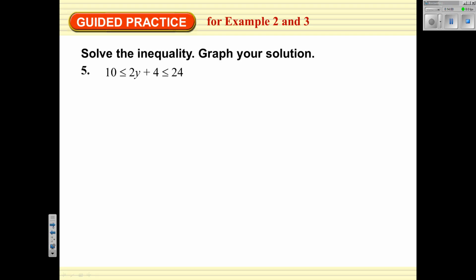Here's your next one. It's a less than. So break it into your two parts. Here's part 1. And here's part 2. Pause the video and solve.